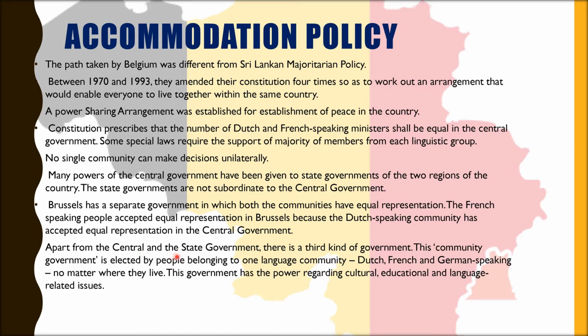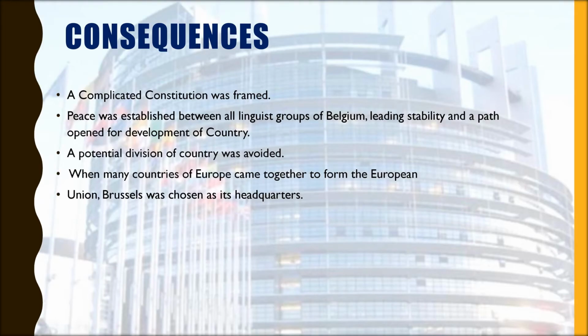Apart from the central and state government, there is a third kind of government. This is the community government, to take care of the decisions for the communities. As we know, this small country has many communities in it, so this community government is an essential thing. So, what were the consequences of adopting this accommodation policy?